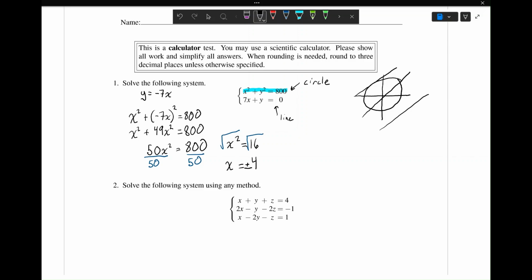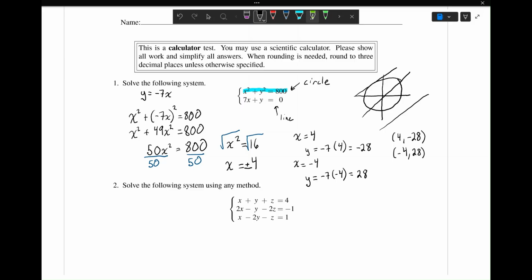Now, what does that mean for my solutions? I have two of them. For one of them, x equals 4. Well, we know y equals negative 7 times x, in this case 4, so I get negative 28. So one solution is 4 comma negative 28. Similarly, I'm going to put in x equals negative 4. So negative 7 times negative 4 equals positive 28. And so that gives me my other solution of negative 4, positive 28.